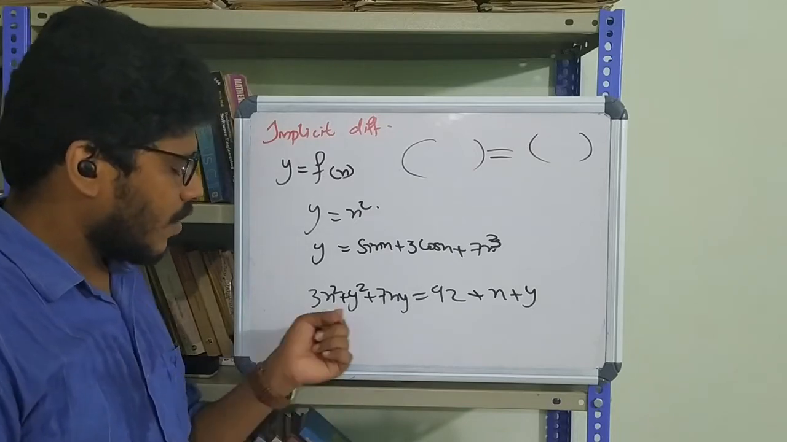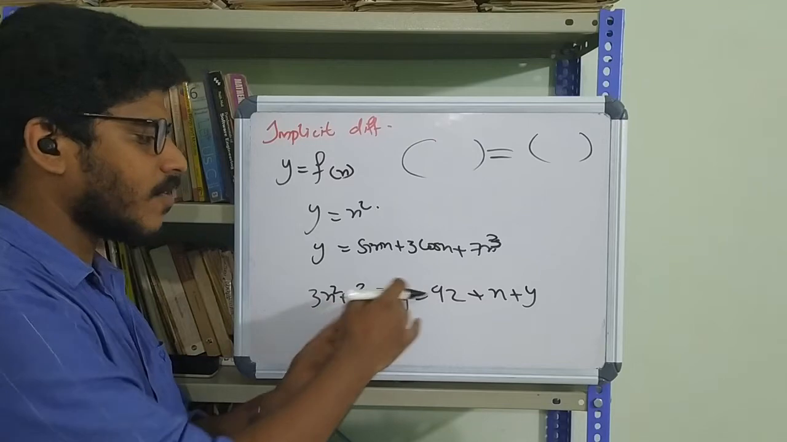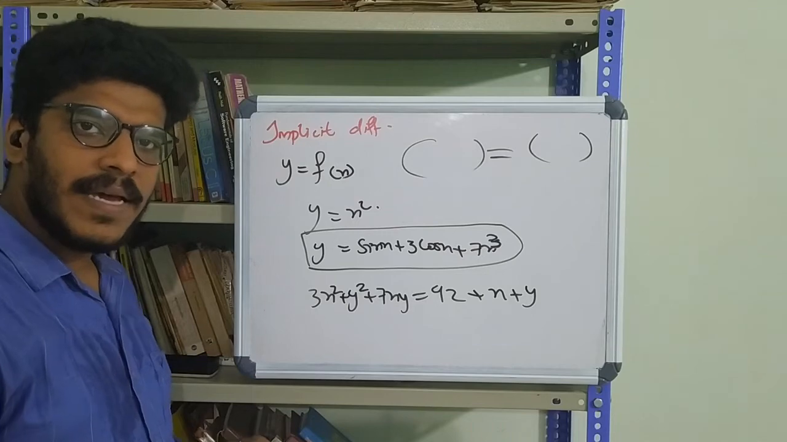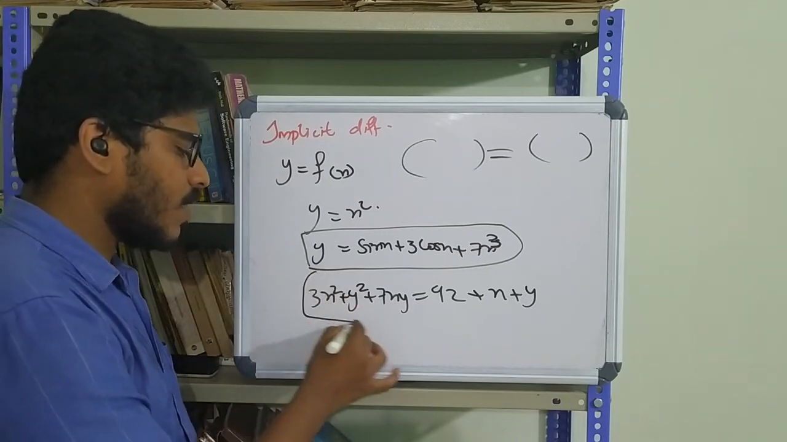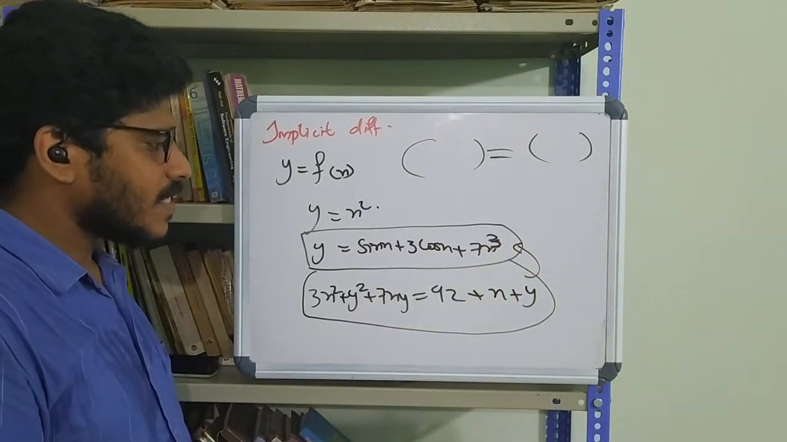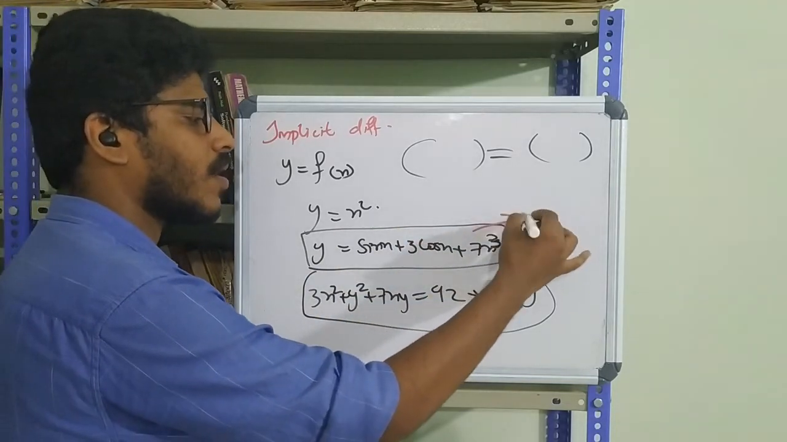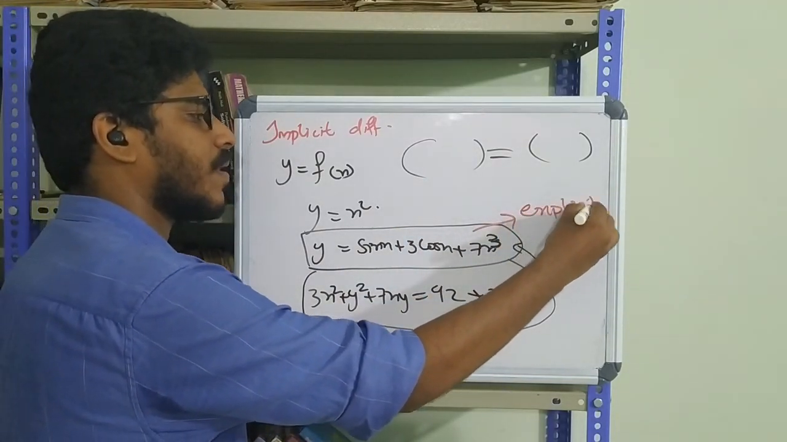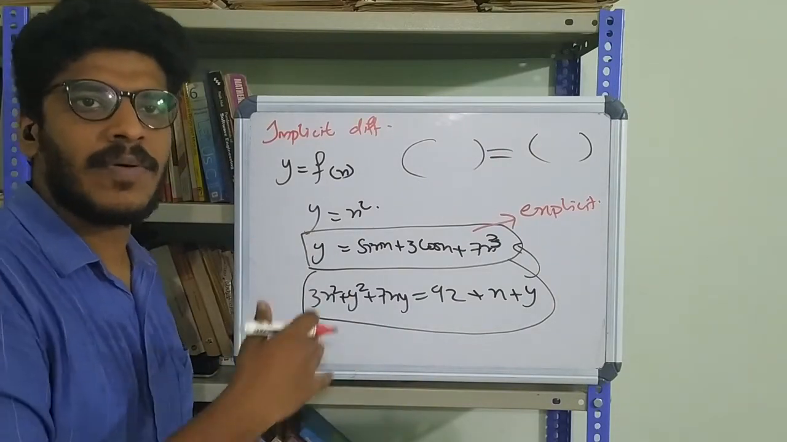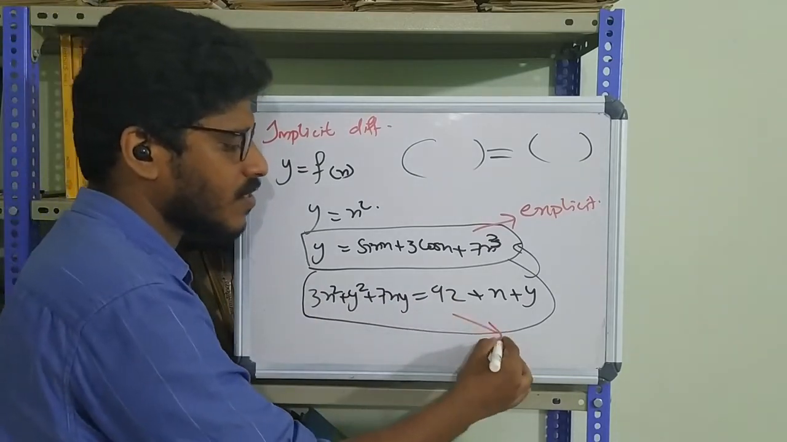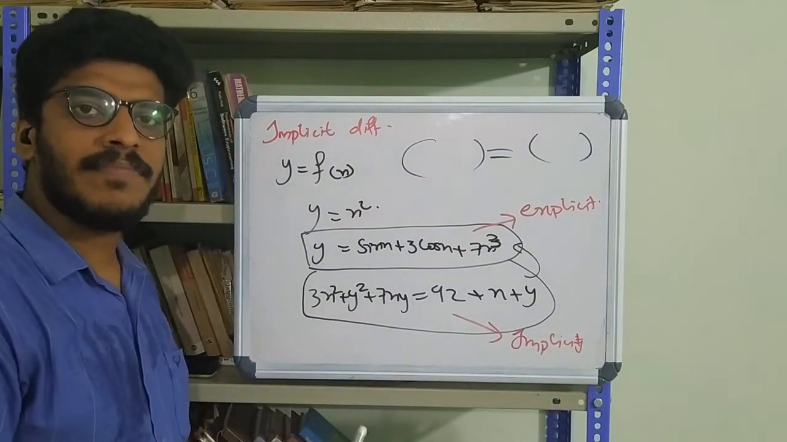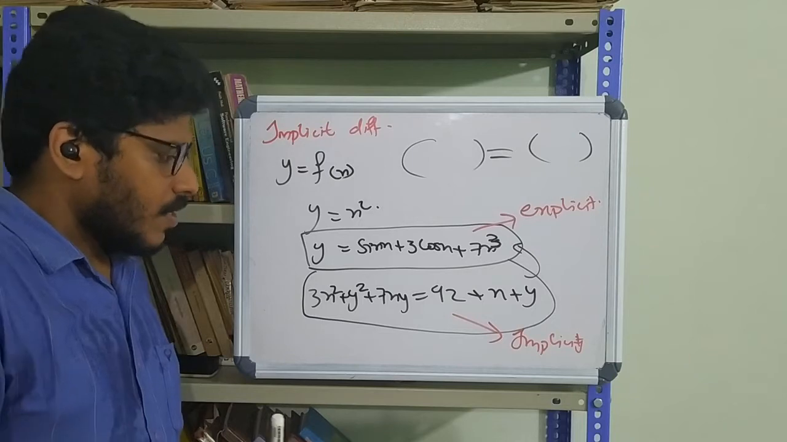In several cases, we can solve this for y and convert it to this form. But there may be cases where we cannot convert this to this form. Those functions which can be expressed in this form are called explicit functions, which literally means the terms of x and y are explicitly written on either side of the equality. And those functions of this form, where x and y terms come intermittently, are called implicit functions, right?